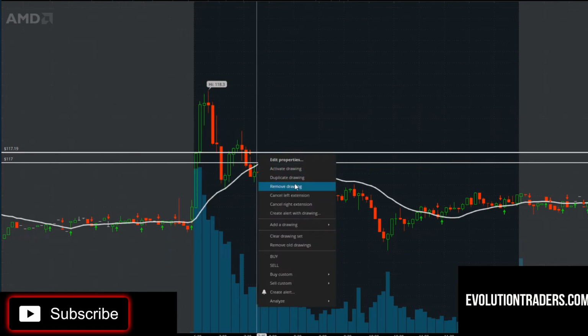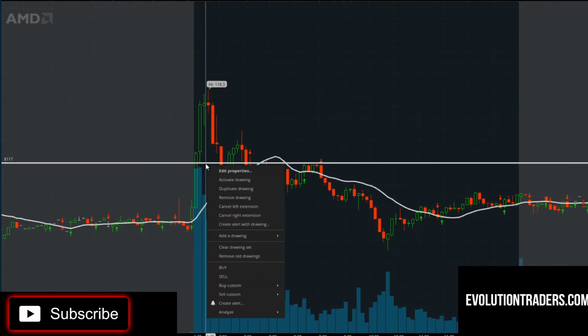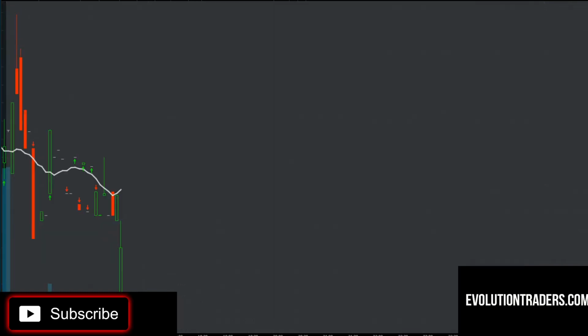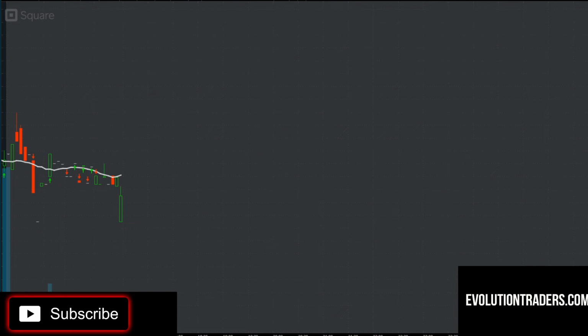I'm going to show you how you could have used this to the downside. I'll make another video on how you can use this to the downside. Let's take a look at Square really quick. Square. That was the other play that I gave you.